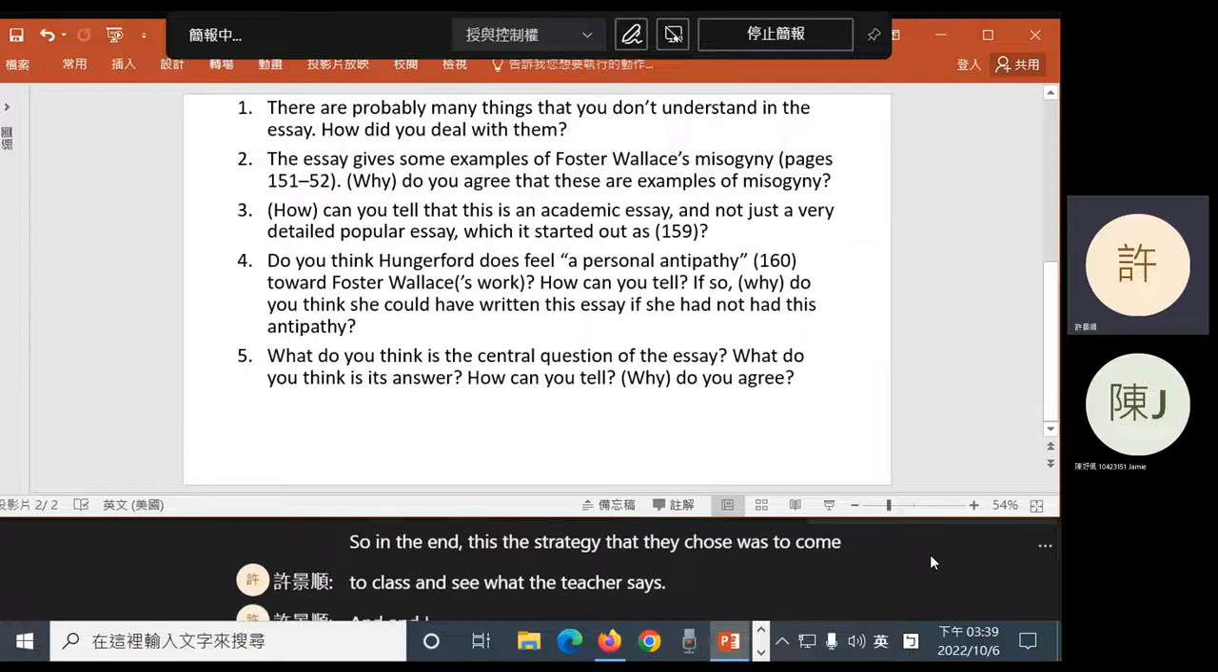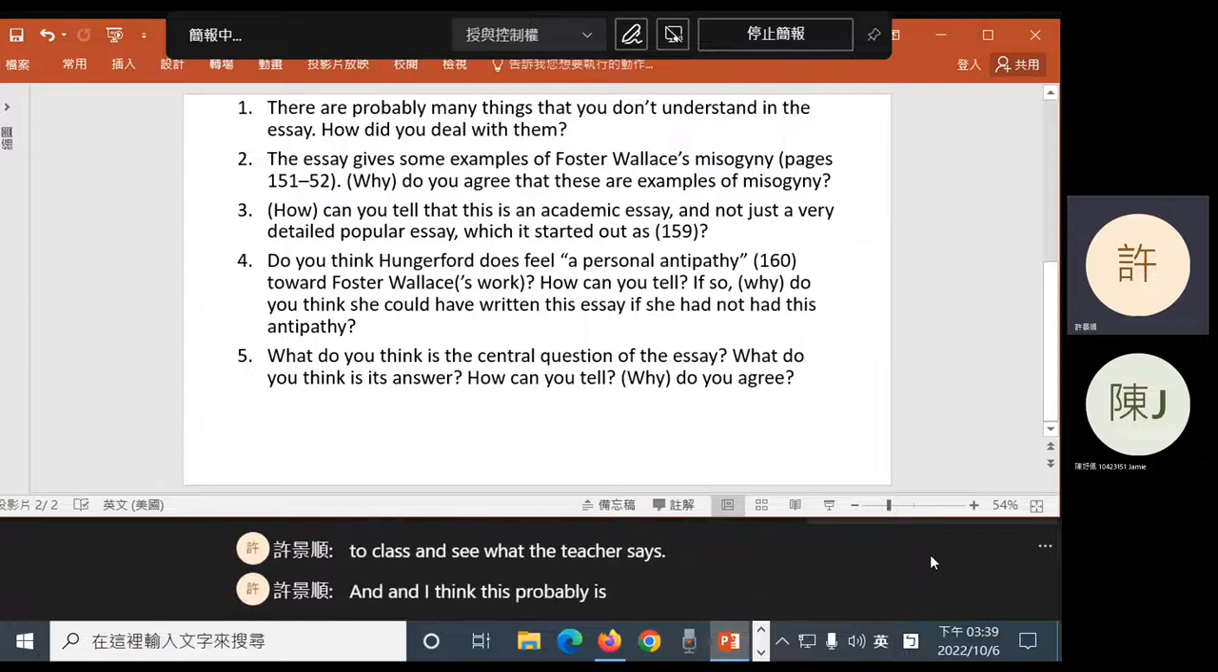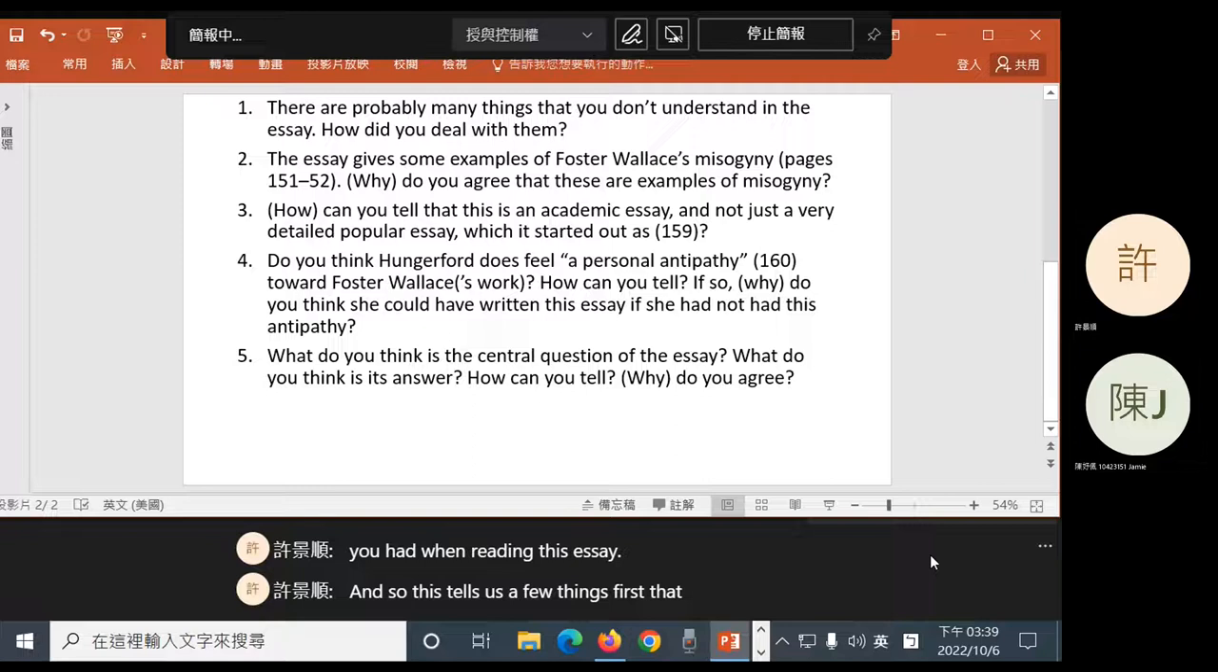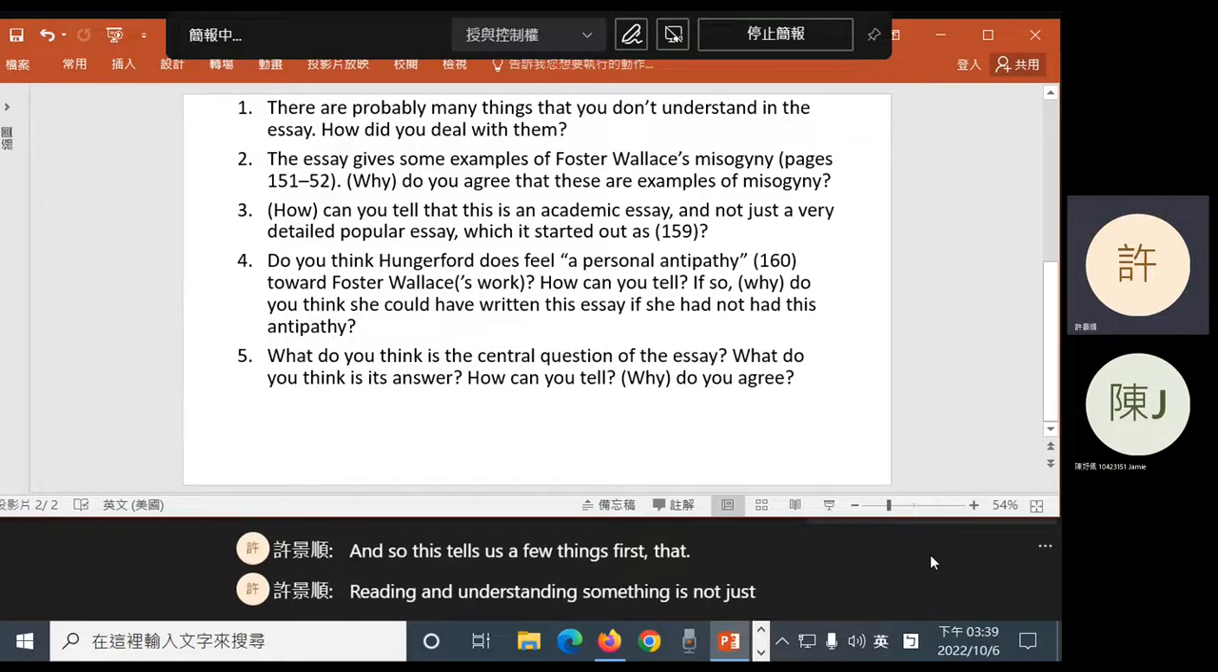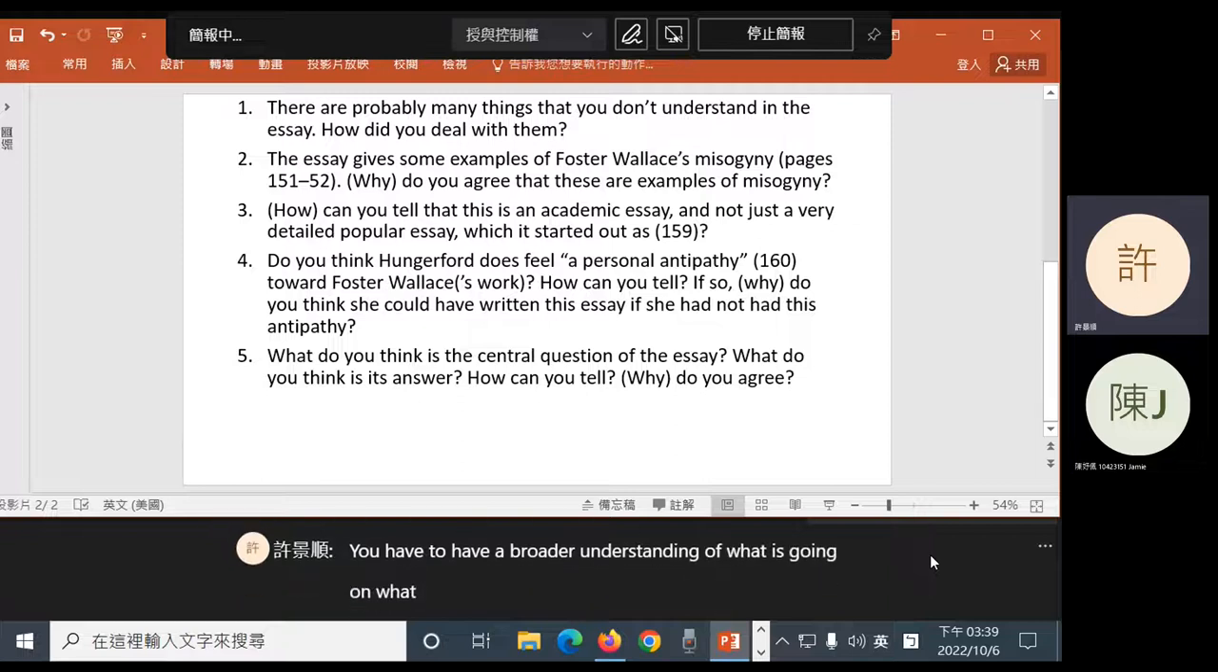And I think this probably is the experience that most of you had when reading this essay. And so this tells us a few things. First, that reading and understanding something is not just about understanding the words and the grammar. You have to have a broader understanding of what is going on, what does the author try to say, why does this essay exist?